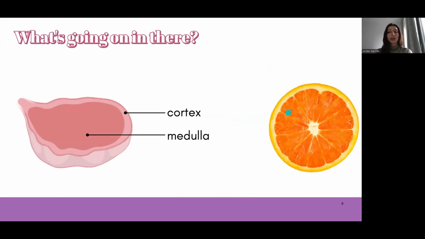Let's go back to our orange. Much like the orange peel, the ovarian cortex is much stiffer and more dense than the inner portion, the medulla, which is softer and more flexible. Of course, as with most things in biology, the physical properties of an organ, or the anatomy, are related to its function, or its physiology. And we will learn more about how these differences affect what's going on inside the ovary in the next lesson.